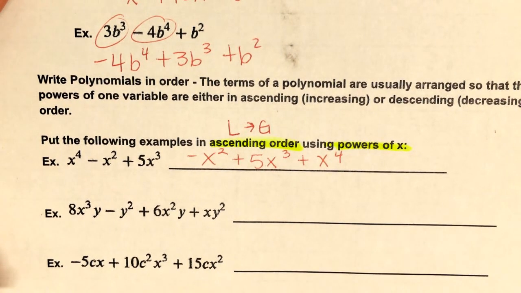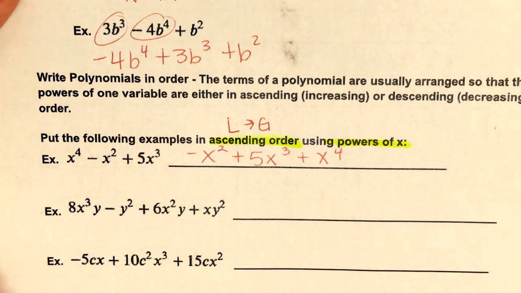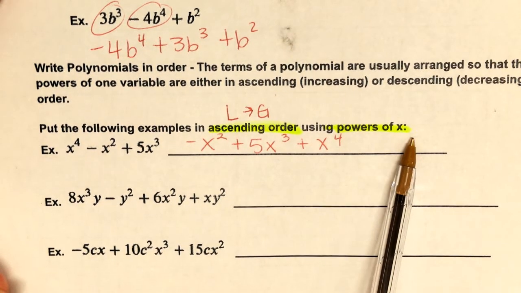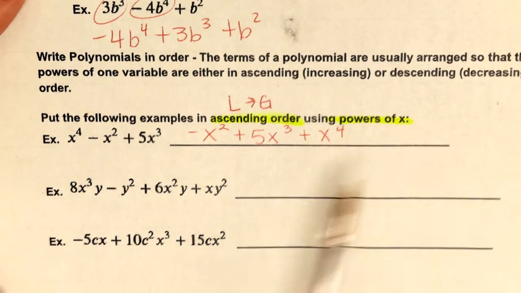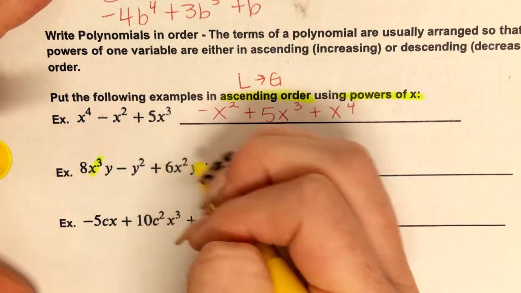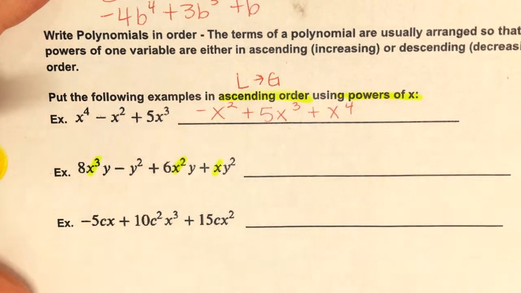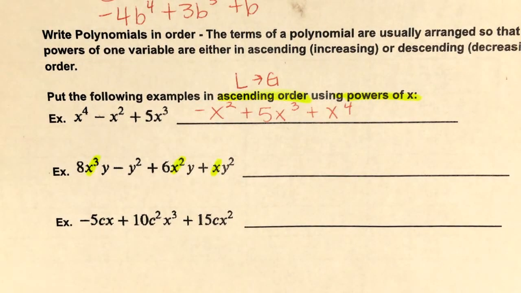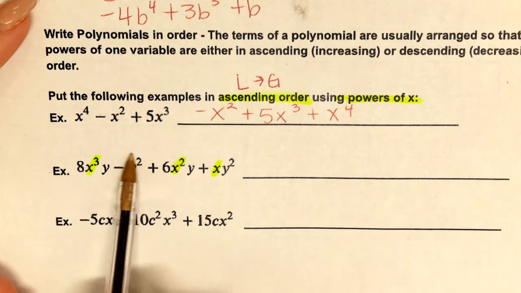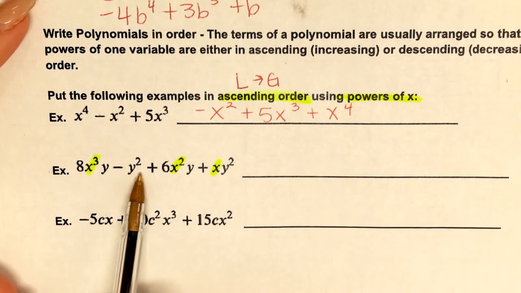Are we good? Now again, what are we only basing this on? The powers of x. So do we care about y's? No. Not at all. So look at this one. If you want, get out a highlighter and highlight those x's. Because you're only looking at the x's. Or circle them. Don't look at any other variable. Okay, so here this has an exponent of 3. What is this one going to have an exponent of if it doesn't have an x?